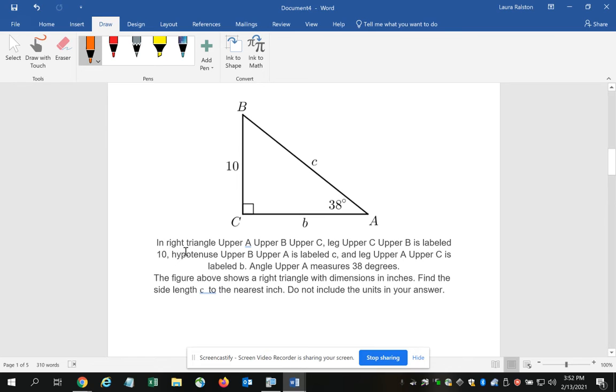The next example: in right triangle ABC, leg CB is labeled 10, and hypotenuse BA is labeled c. This seems all jumbled, but you can see from the picture you have a right triangle, which is indicated by the box in the corner. Typically, this C labels the right angle. The side opposite that, which in this case is c, is your hypotenuse.